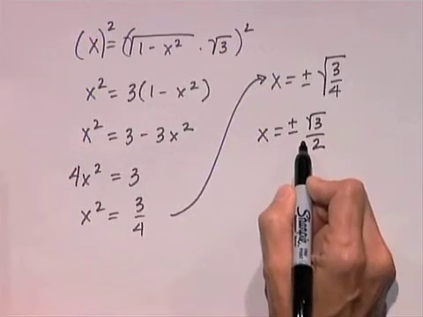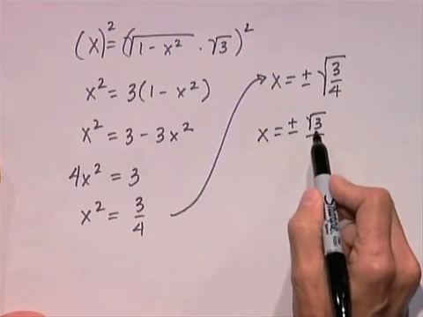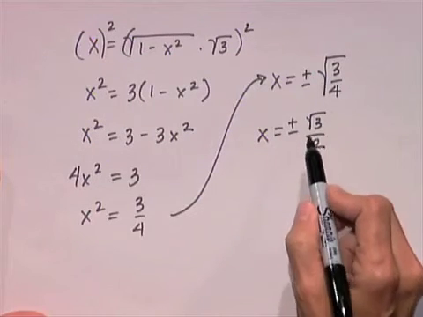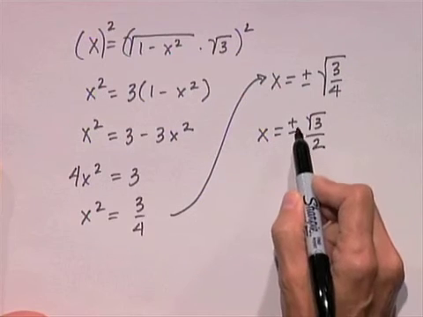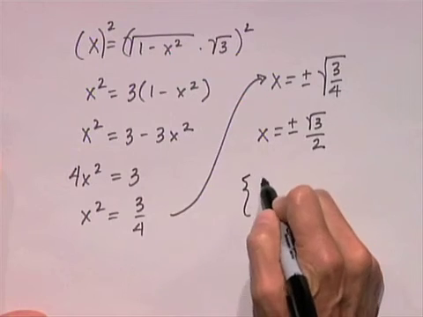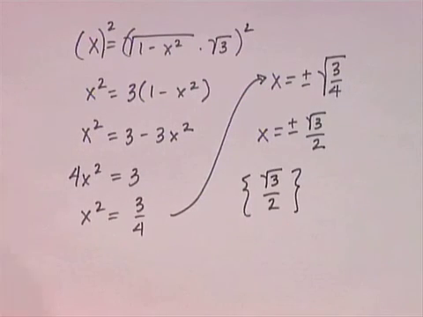Now, since I squared both sides of the equation at some point, I need to check both of these solutions in the original equation. If you check each one, you'll see that negative square root 3 over 2 does not check, but positive square root 3 over 2 does check, which leads us to a solution set that just contains positive square root 3 over 2.